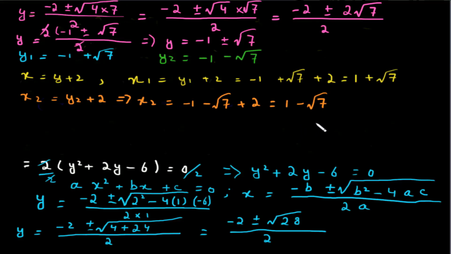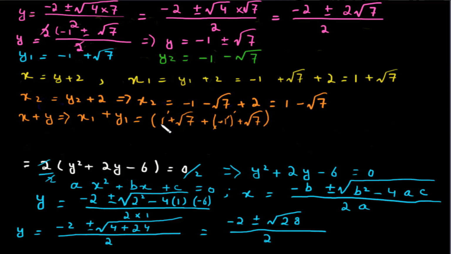So to find out the value of x plus y, I will get two values for this one. So for x sub 1, y sub 1, for this pair, I will have x sub 1 has a value of 1 plus square root 7 plus y sub 1 has a value of minus 1 plus square root of 7. Now this minus 1 will cancel with this plus 1, and I will get 2 times square root of 7.